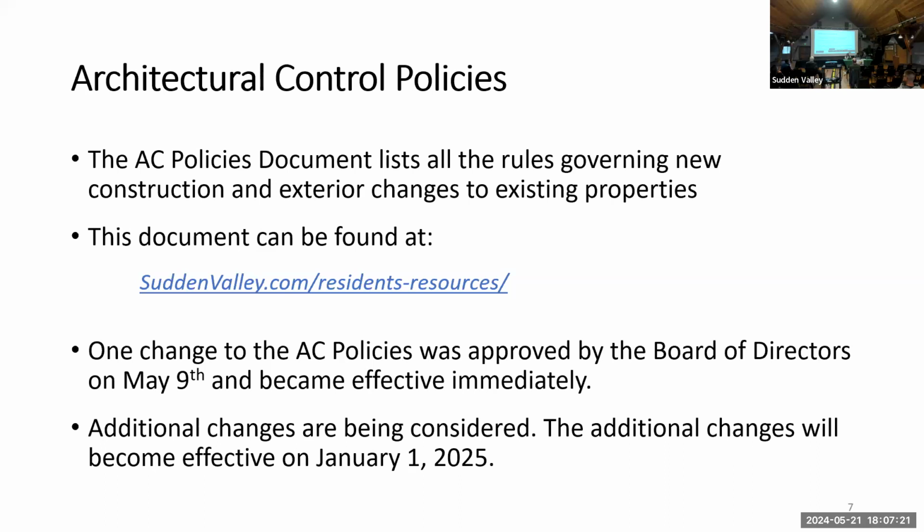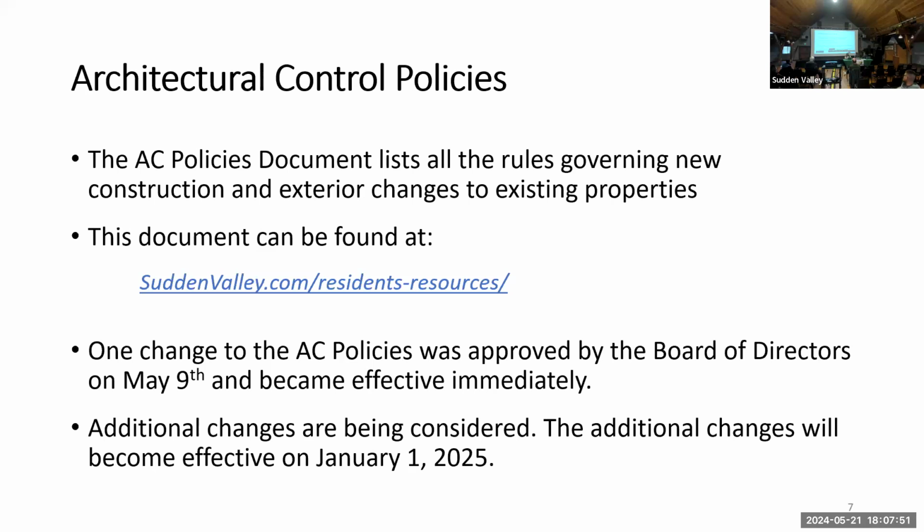There's one change to the architectural control policies that was approved by the Board of Directors on May 9th and became effective immediately. And I'll go over that change in a minute. But other changes are being considered right now. Those changes were announced at the April 25th meeting. They're online, a draft of them. They're not final, they're just being considered.